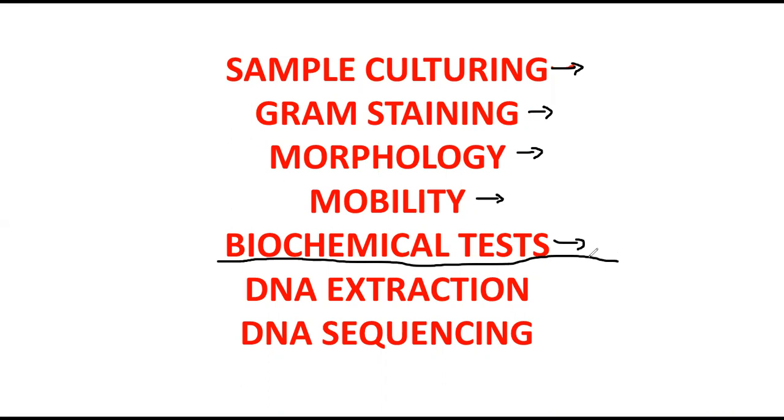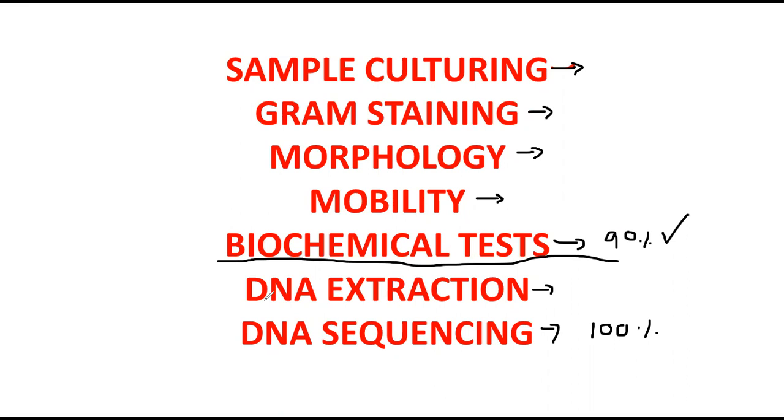But if you want to proceed further, then you have to perform DNA extraction and DNA sequencing. By performing it, you will be 100% sure that you are dealing with a specific sequence of, for example, a Pseudomonas or other. And up till the biochemical tests, there will be a 90% chance of it. Okay, so up till here, it is also correct. But if you proceed further, you can do it, but it is a bit costly.